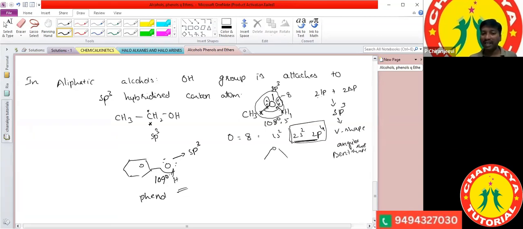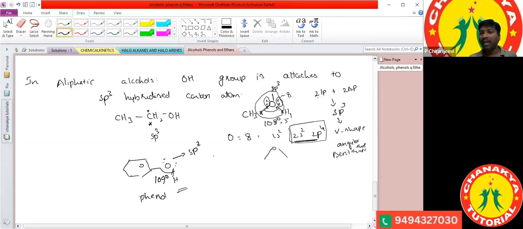Why is it less? Because in phenols, oxygen undergoes resonance. Whenever it undergoes resonance, automatically the bond lengths change here. Due to that, it forms a partial double bond between the carbon and oxygen in phenols. Due to that reason only, the bond length is decreased.